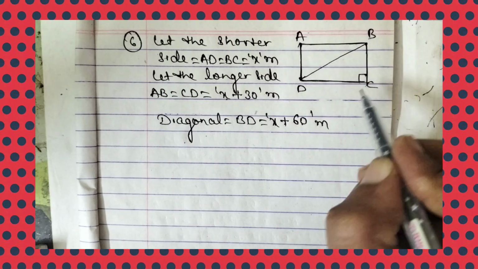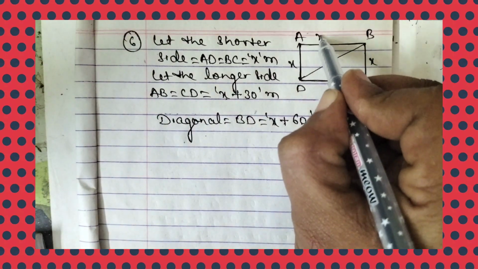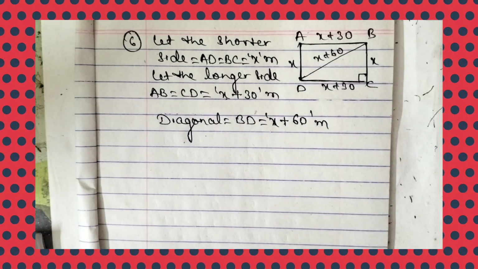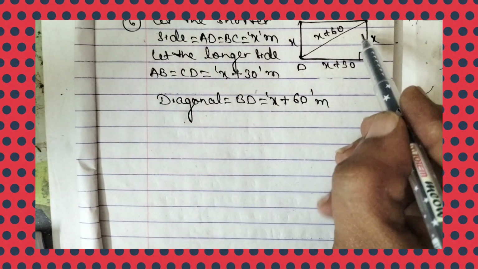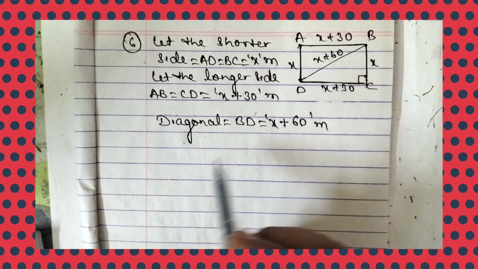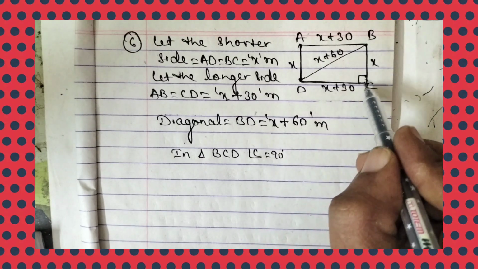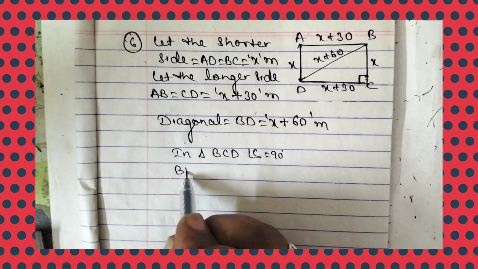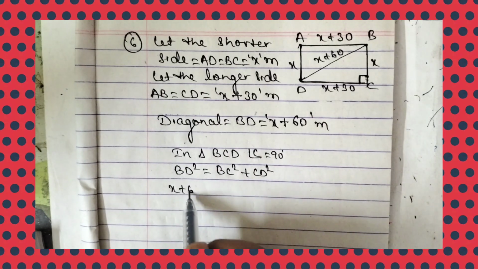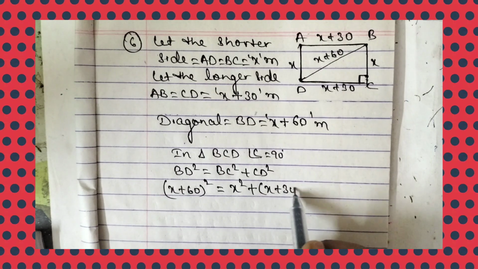So we know that in a rectangle, all angles are right angles. So here this is x, therefore this is also x. Then if this is x plus 30, this is also x plus 30, and the length of the diagonal is x plus 60. Now let us find the shortest and longest side. Apply the Pythagoras theorem. In triangle BCD, angle C is equal to 90 degrees. If this is 90, then the hypotenuse is BD. So BD square is equal to BC square plus CD square. So (x plus 60) whole square is equal to x square plus (x plus 30) whole square.